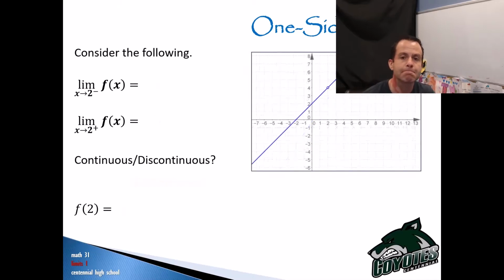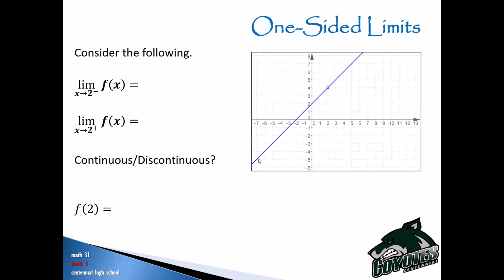Consider the following. The limit as x approaches -2 from the left. I'm going to clear my head again for a sec just to make sure you can see this. As x approaches 2 from the left, I'm approaching 4. Let me just put that up there for a sec. As x approaches 2 from the right, I'm approaching 4.